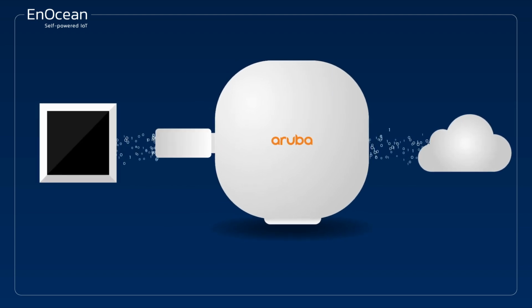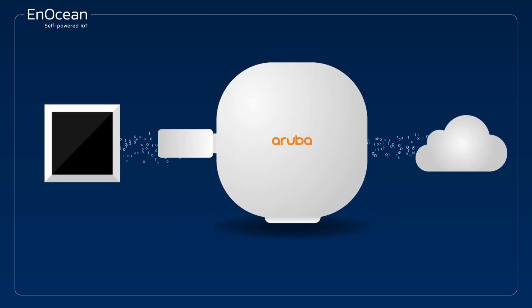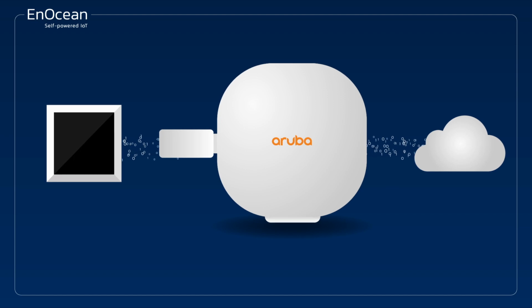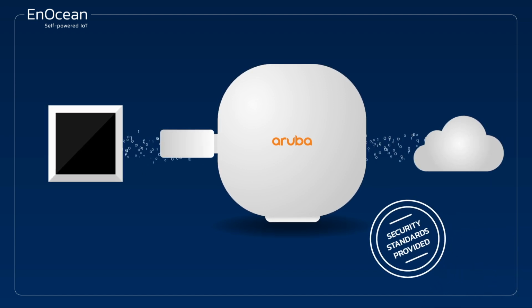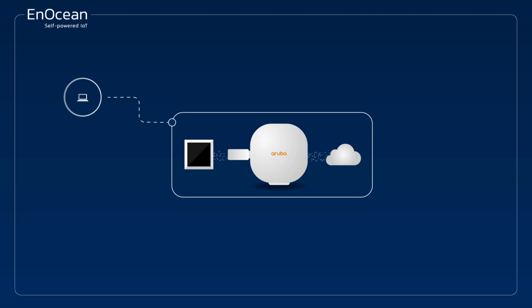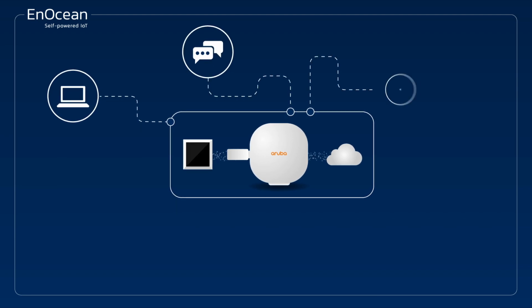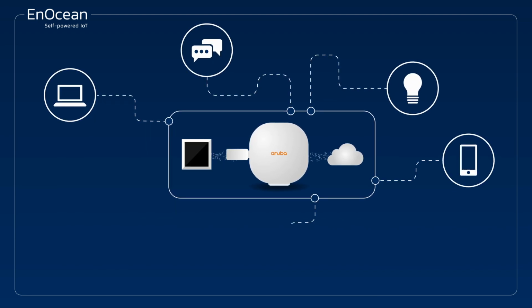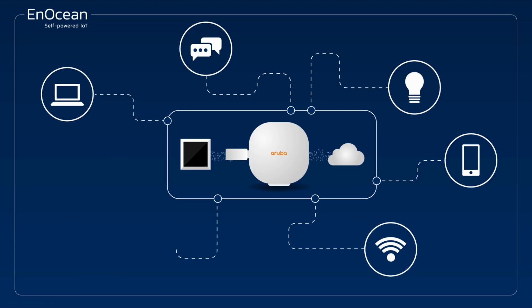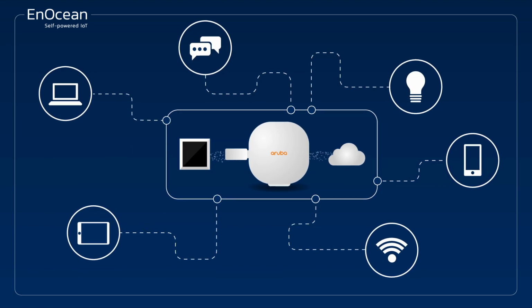The wireless self-powered EnOcean sensors collect and send the raw data via the EnOcean protocol to the EnOcean USB sticks on your Aruba Wi-Fi access points, which immediately forward the raw data to the cloud. By translating the collected data into the right format, EnOcean's IoT connector software is the perfect link between the IoT sensors and your IoT applications.